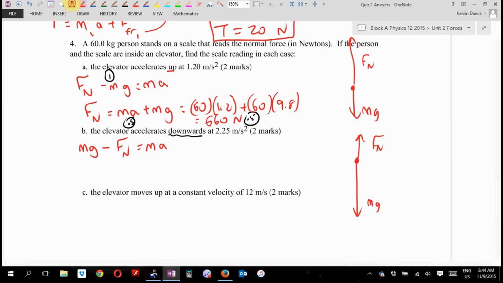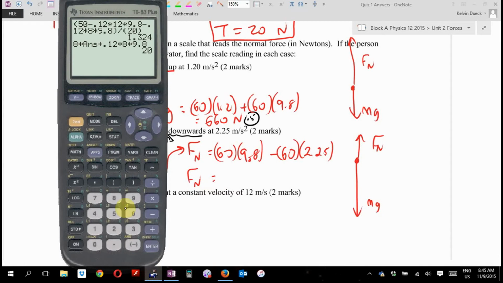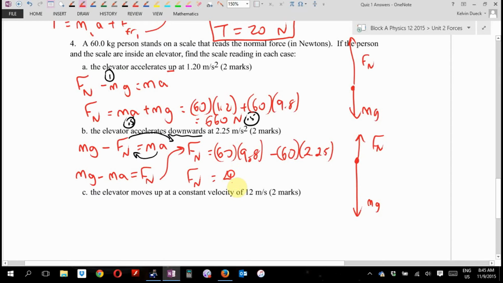I want to get the normal force by itself. Hopefully you're comfortable with this little dance where we add that while at the same time subtracting that over. We get mg minus ma equals Fn. The normal force ends up being 60 times 9.8 minus 60 times 2.25, which is 453 newtons, because we're doing normal force.